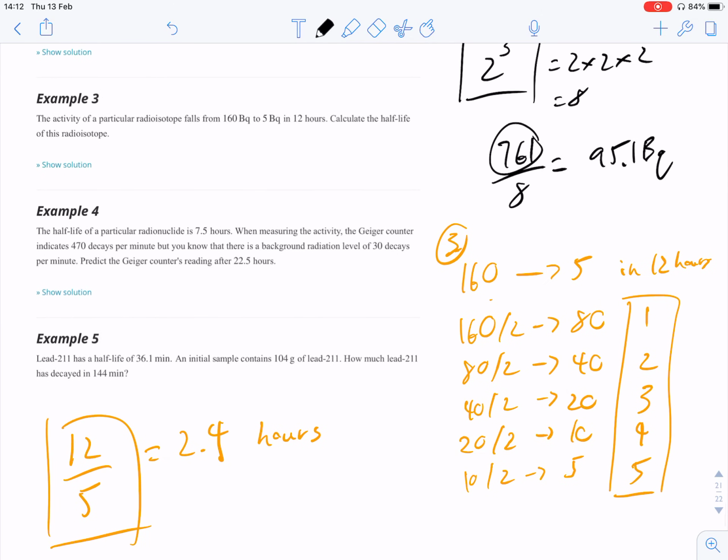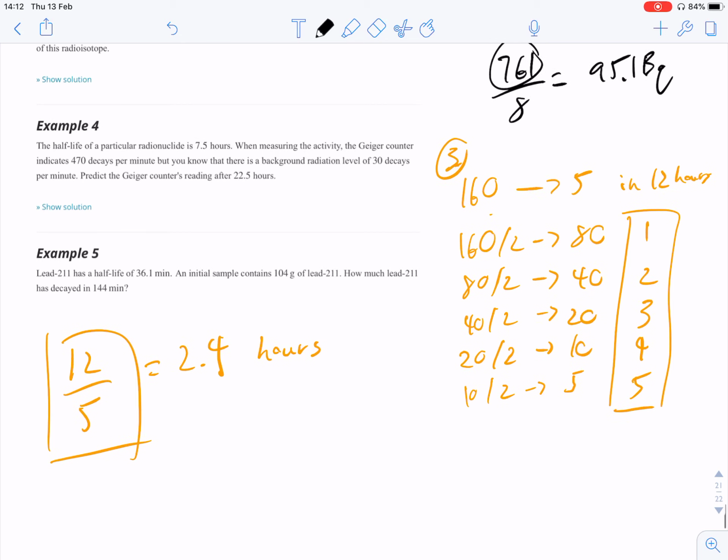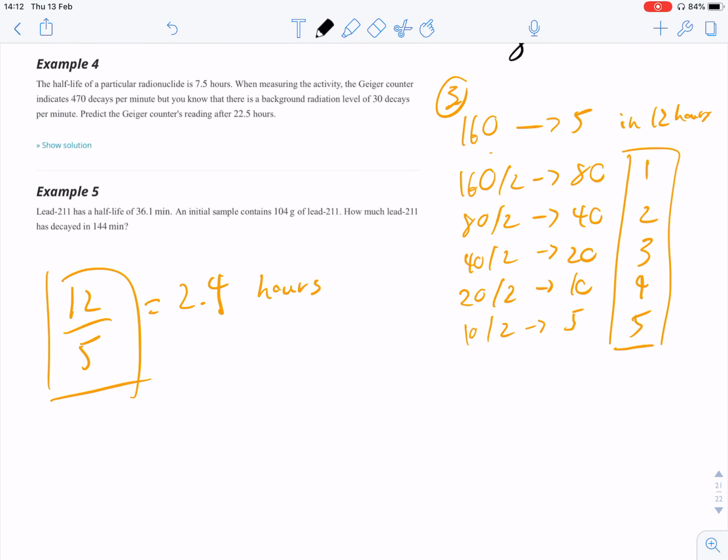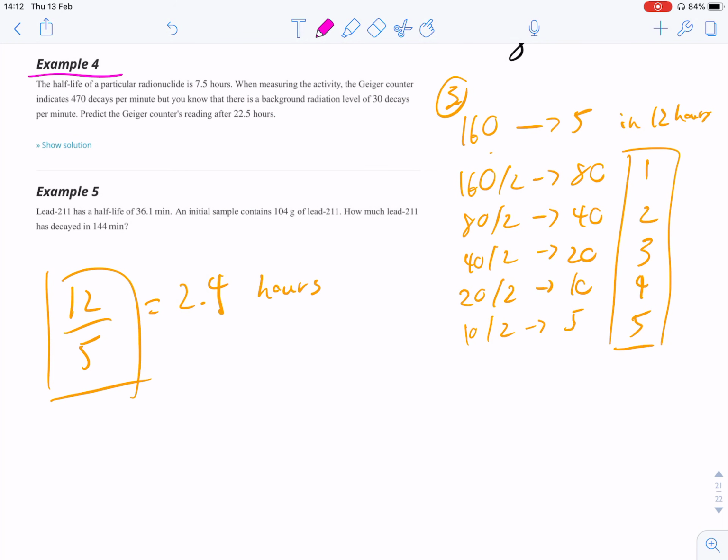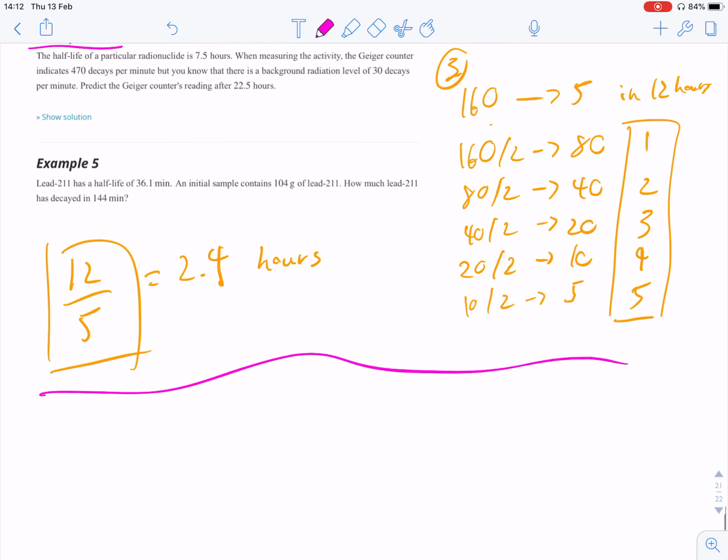Okay, so question number 4 now. I'm going to switch this up to do question number 4, just section that off. The half-life of a particular radionuclide is 7.5 hours. So half-life is T1/2, 7.5 hours.